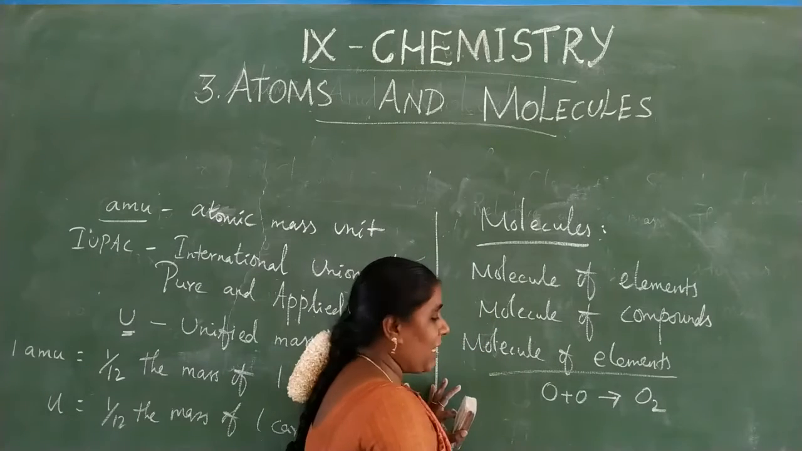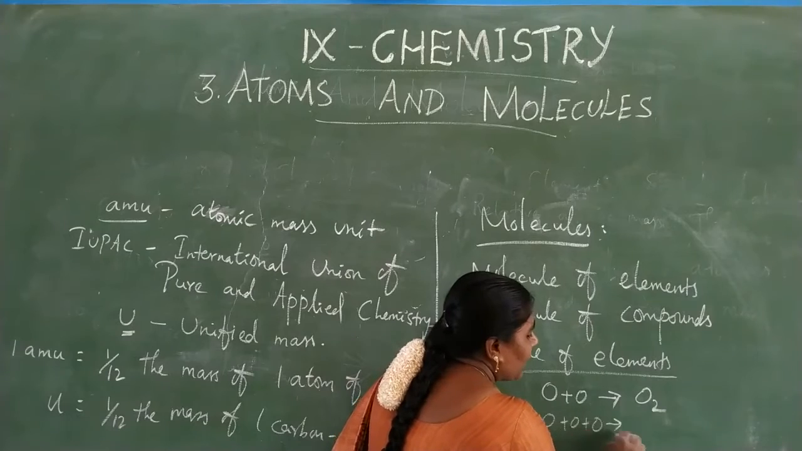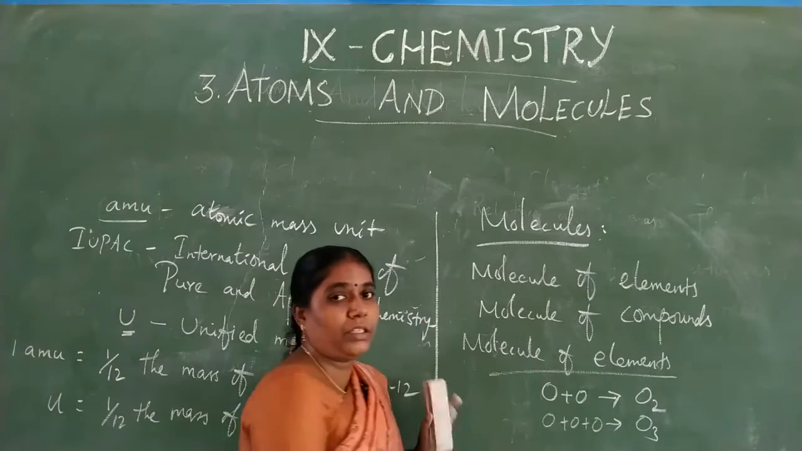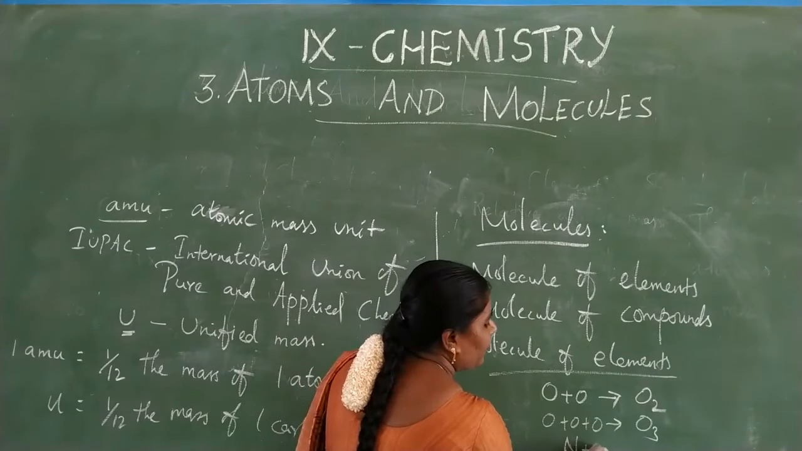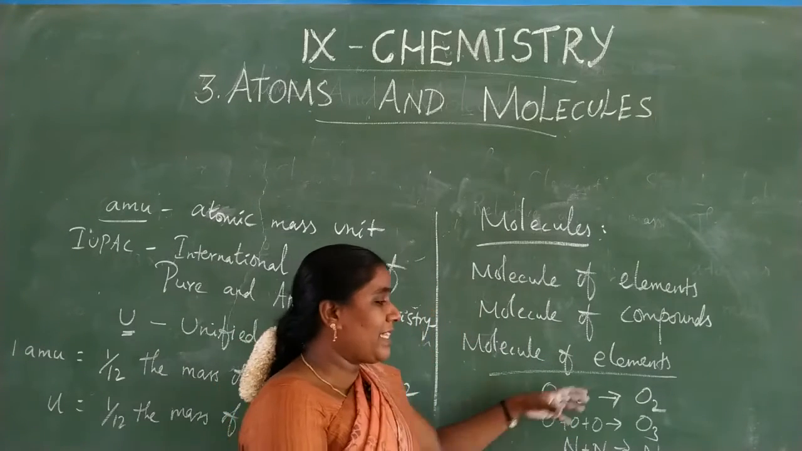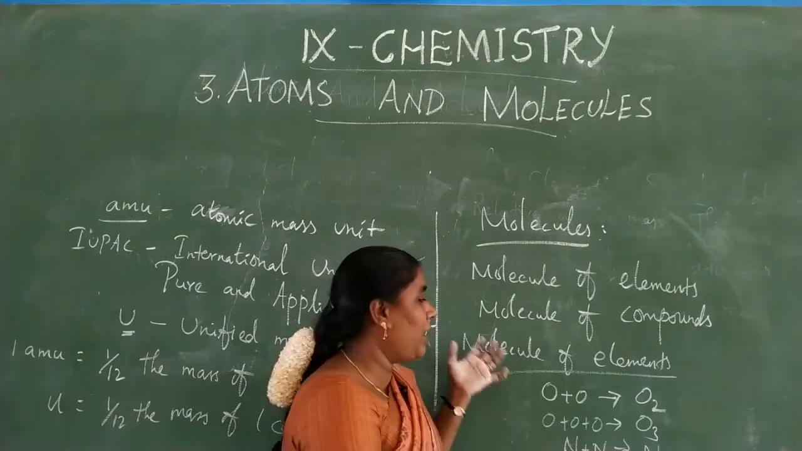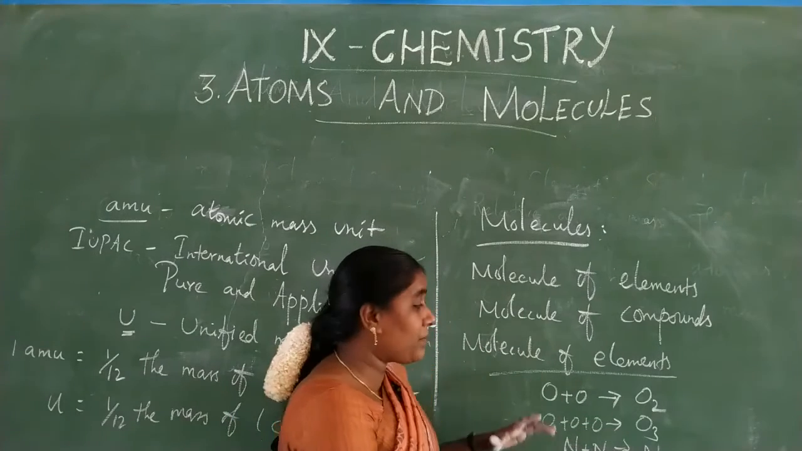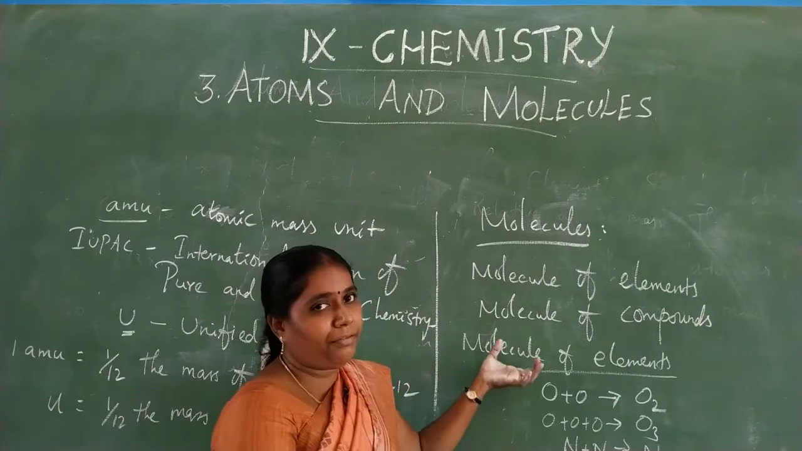Same like this, if three oxygen atoms combine, they form the O3 molecule. This is the ozone molecule. And two nitrogen atoms combine to form a nitrogen molecule. So atoms of the same element that combine to form molecules are called molecules of elements.